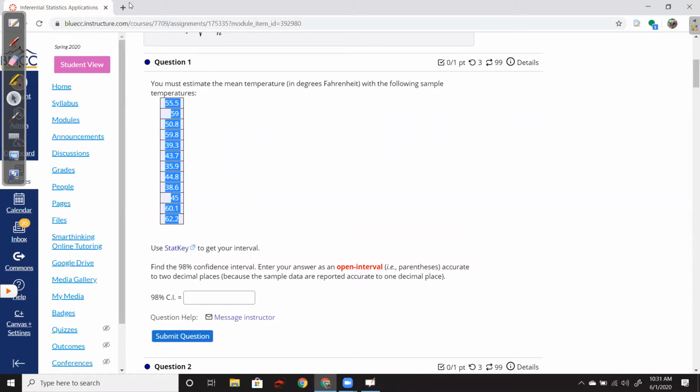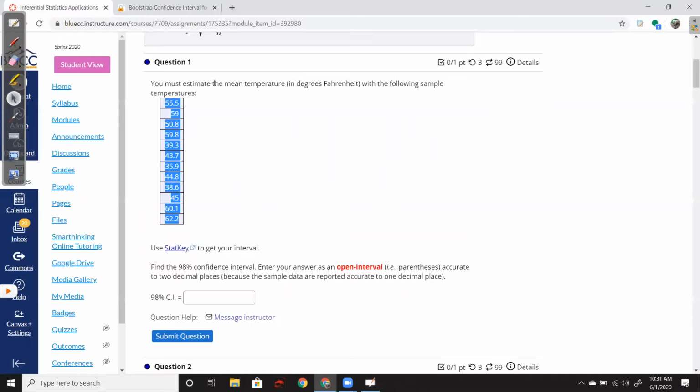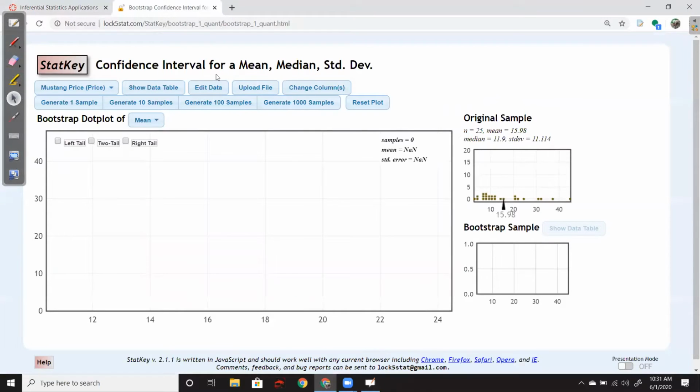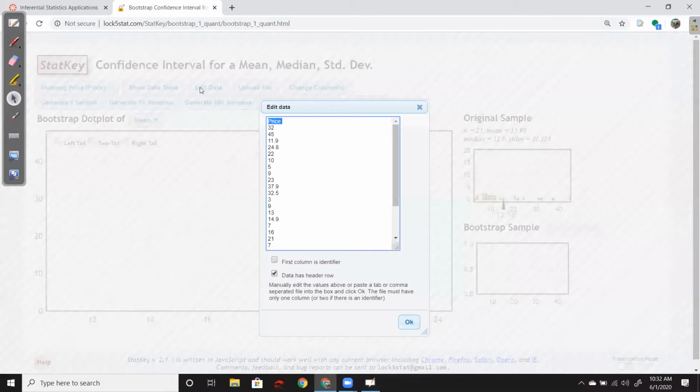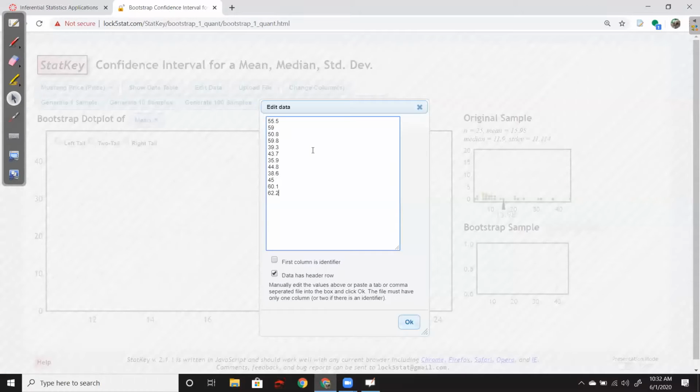StatKey. Oh, I had a link to it right there. And confidence interval for a mean, right? We're definitely doing a mean here. Make sure we're on the right page. And edit data, and hopefully I copied that correctly, and it will just paste in there. Didn't copy it correctly. Try that again. And you want to be careful not to copy too much on the web page, otherwise it'll paste in funky.